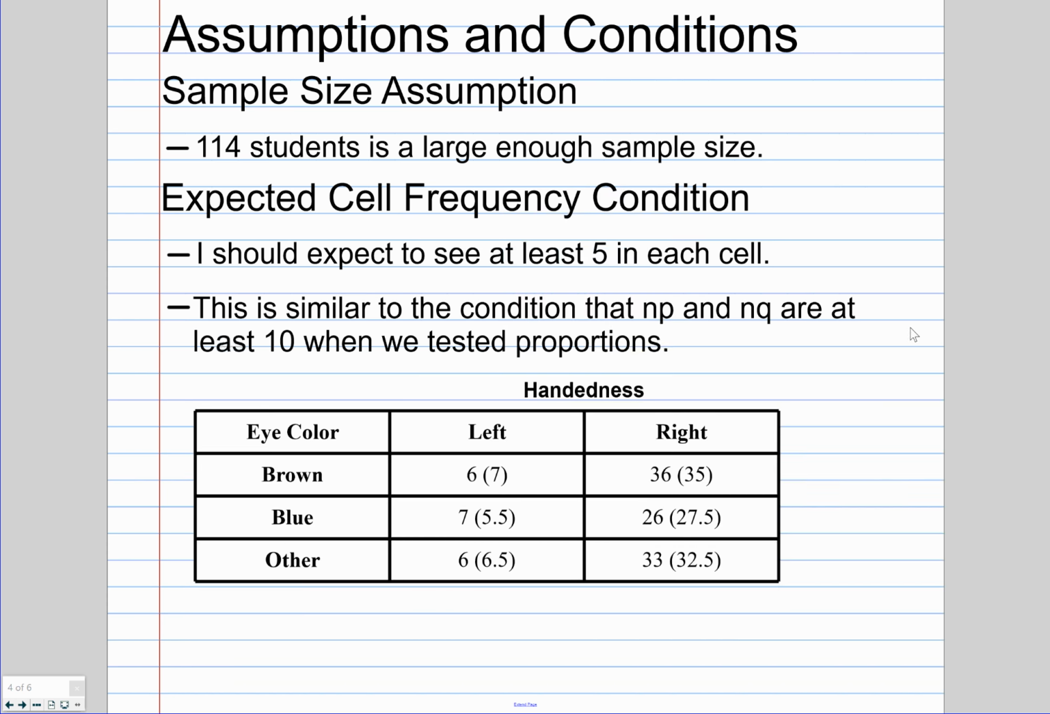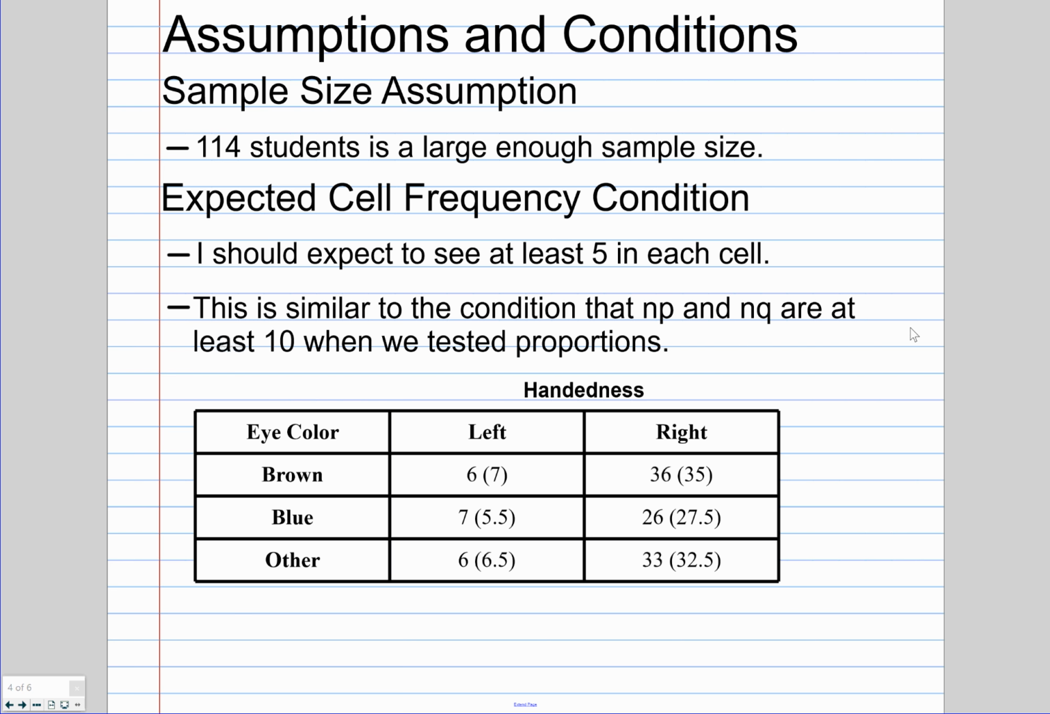All right, now sample size assumption. We have to do the expected cell frequency condition. Who remembers the formula you could use from yesterday? No, that's chi-squared. No, that's degrees of freedom. Row total times column total over grand total, like the total number of people, 114.